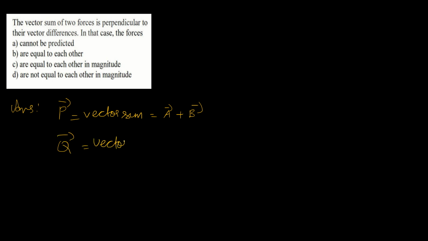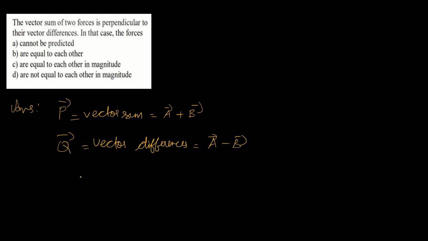Okay, nice question. The vector sum of two forces is perpendicular to their vector difference. In that case, the forces. Okay. So here, firstly, what I'm going to do is denote a vector P. P is going to denote the vector sum. Let's say we have two vectors A and B. The sum of A and B is denoted by the vector P. The vector difference I'm going to denote as the vector Q, which is equal to the difference of the vectors A and B.